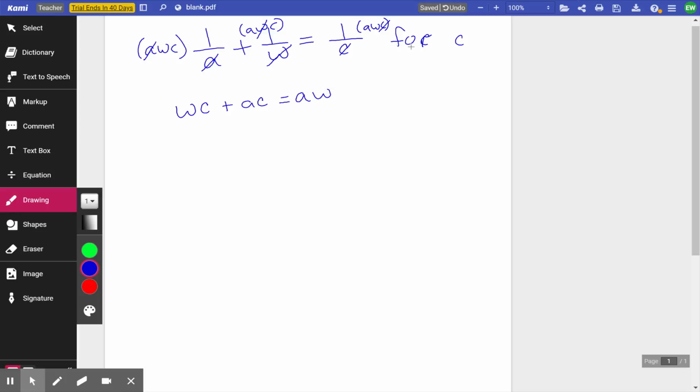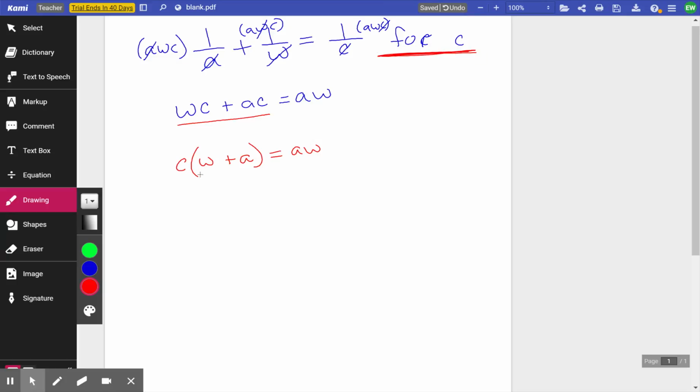Now, keep in mind, we're trying to solve for C. If you look at this side and ask yourself what the greatest common factor is, you see both of these terms have a C in common, so I can pull the C out. In doing so, I'm left with W plus A, and that's equal to AW. Remember, ultimately, we're trying to solve this for C.